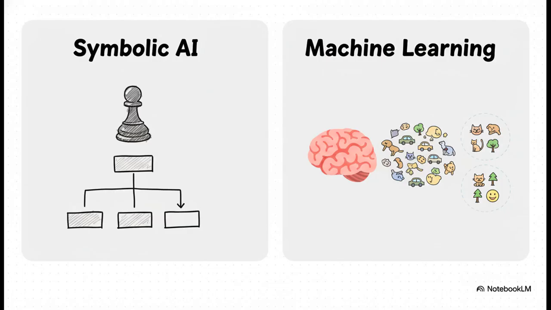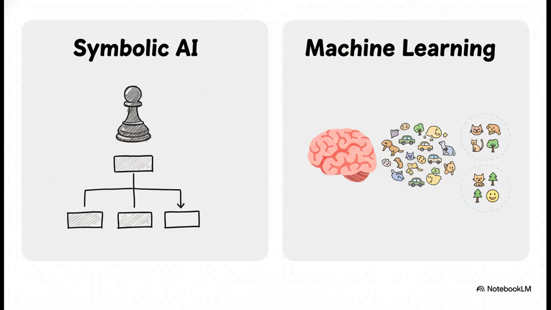All right, so let's set the stage. Think about early AI, what we call symbolic AI. It was kind of like a chess grandmaster, right? It worked by following a huge, complicated set of pre-programmed rules. And for stuff with clear rules, it was a genius. But ask it to do something fuzzy like tell a cat from a dog? No way. It would just be completely lost.